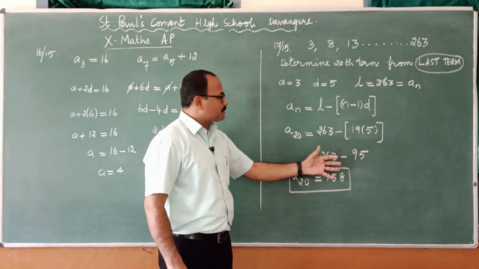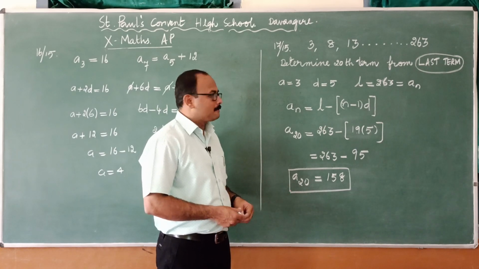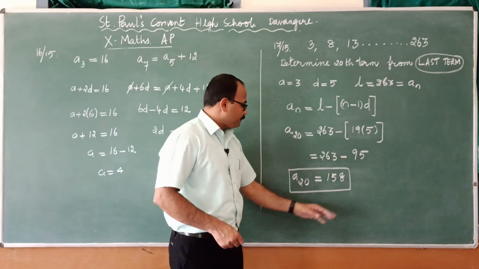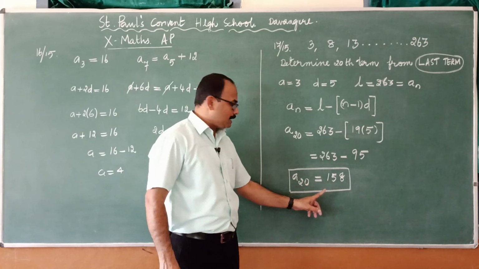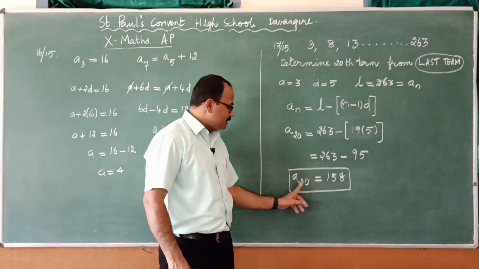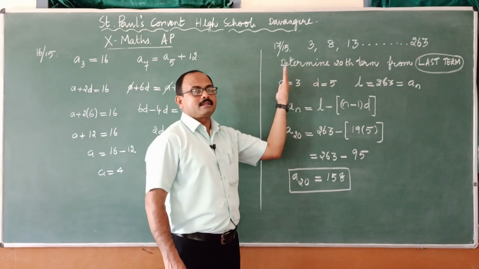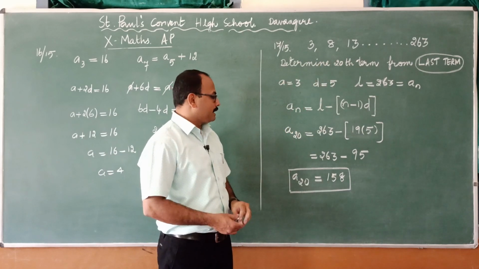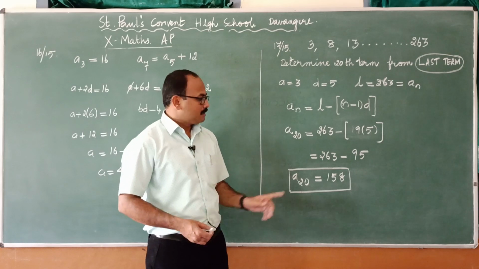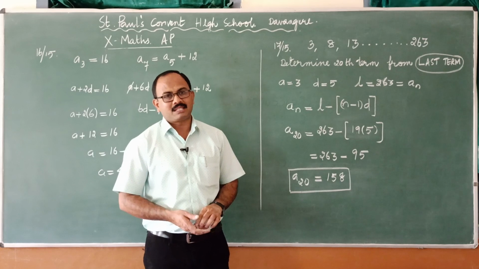Then all the substitution and simplifications are very much known to you, children. Therefore, from the formula and substitution, we come to the conclusion that the 20th term is 158. This 20th term we calculate from the last. Therefore, 158 is the 20th term from the last. Try to remember this formula, children, and work out the sums.